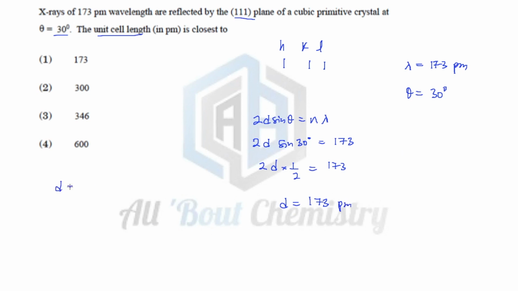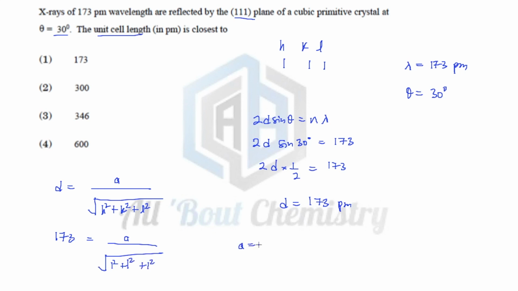Now we know that for a cubic unit cell, the value of d is given by a upon under root h square plus k square plus l square. This h, k, and l are nothing but the values of your Miller indices. Now you put the value of d, so it is 173, and a is what you have to calculate, under root 1 square plus 1 square plus 1 square, so that will come out to be under root 3. So basically a will be equal to 173 multiplied by root 3. Now there is a trick to solve this. You can get the correct answer by putting the value of root 3 as 1.732, then multiplying it and getting it.